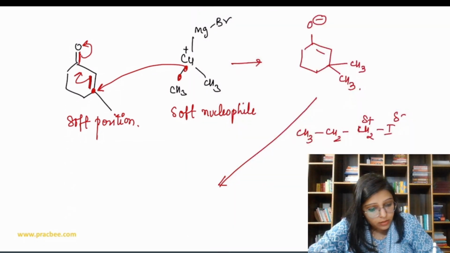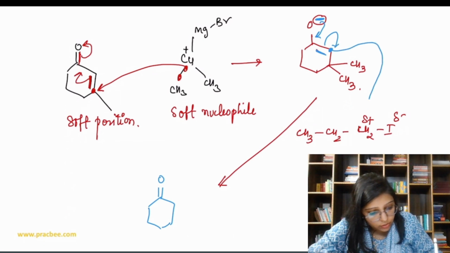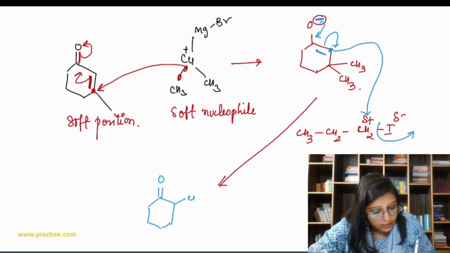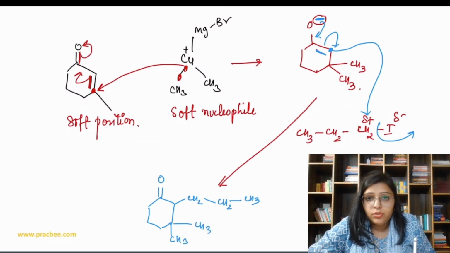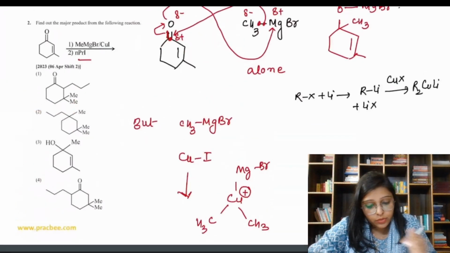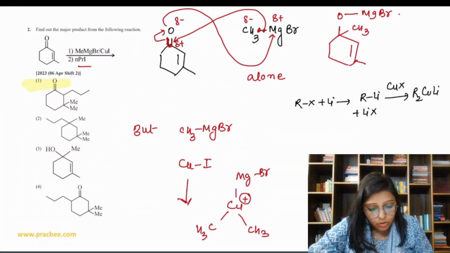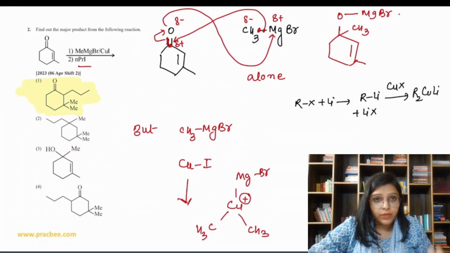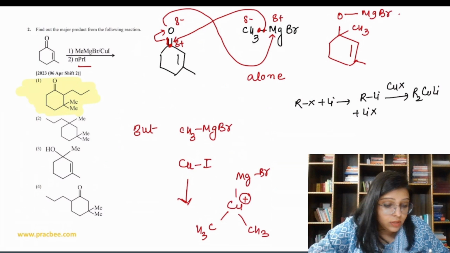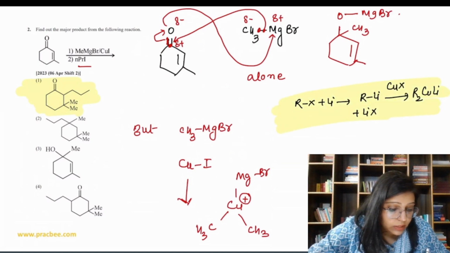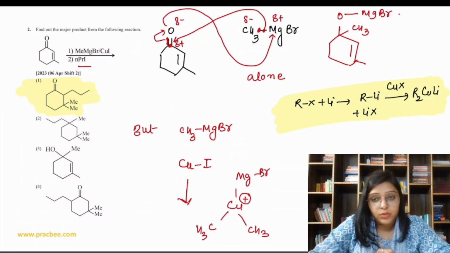What happens over here? The electrons of this bond shift over here and form C double bond O. Then the electrons of this bond shift to this carbon, and this carbon attacks on this CH2 and I leaves. So here we write CH2, CH2, CH3, and here CH3 and CH3. On the basis of that, which is the correct answer? Option 1 is the correct answer. Just try to understand: this is simply a reaction similar to Corey-House synthesis. Please learn this; it's just a different application of it.